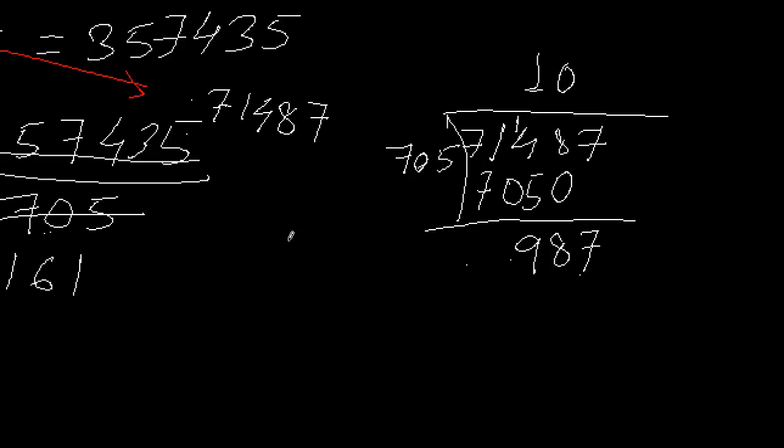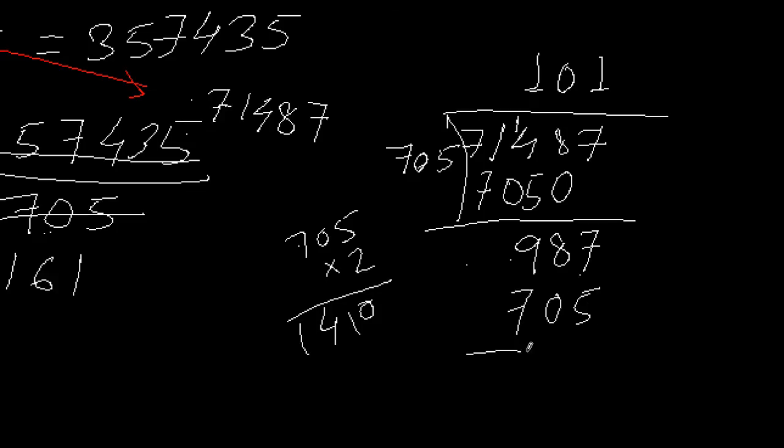See, 705 into 2 will be a bigger number. 705 into 2, that will be 5 2s are 10 and 7 2s are 14, which is higher than 987. So again 705 ones are 705, and I subtract: 7 minus 5 is 2, 8 minus 0 is 8, 9 minus 7 will be 2. So 282 remains as remainder.